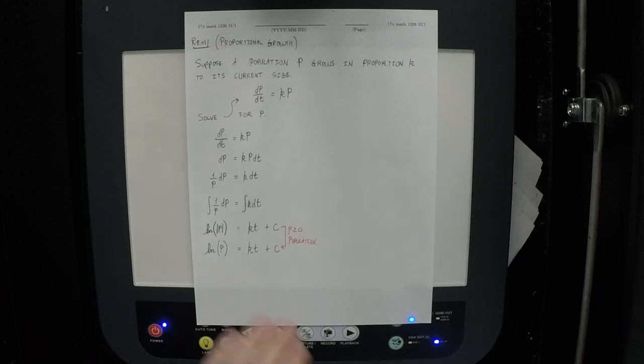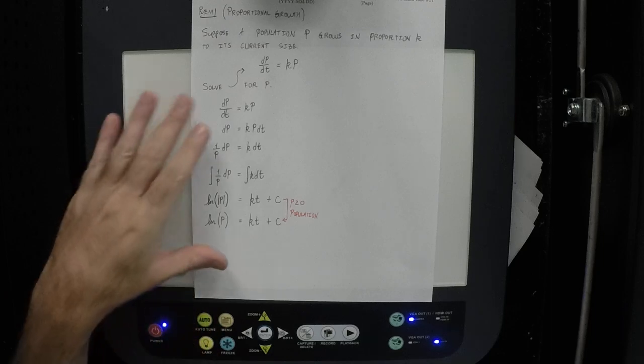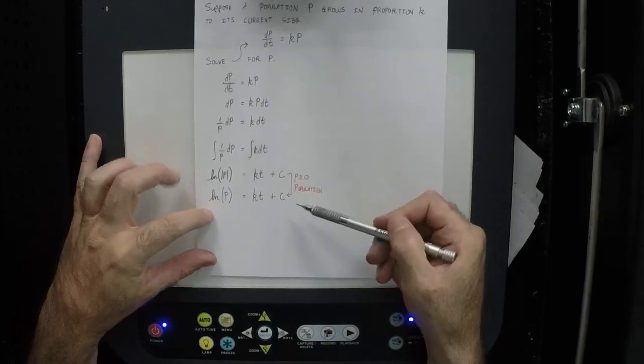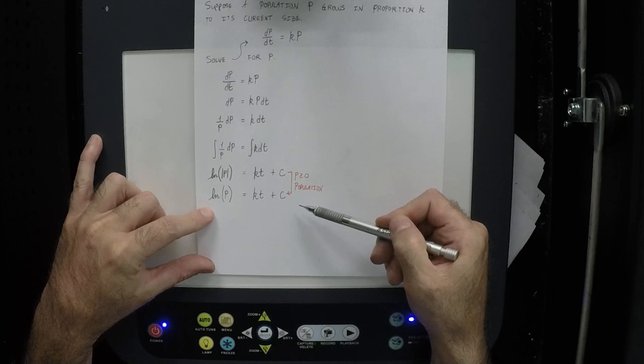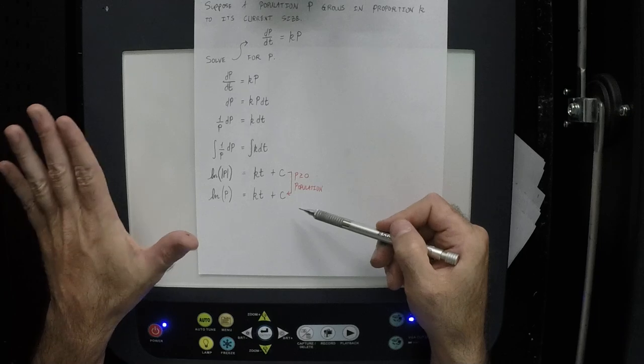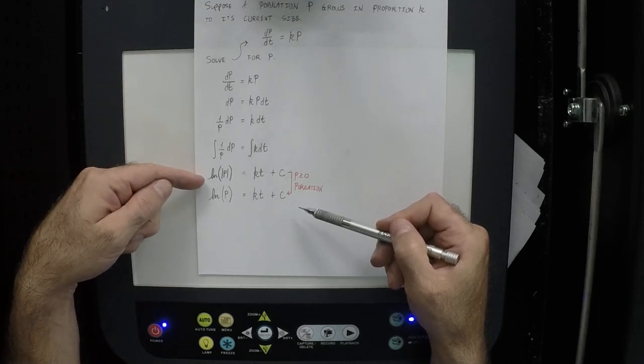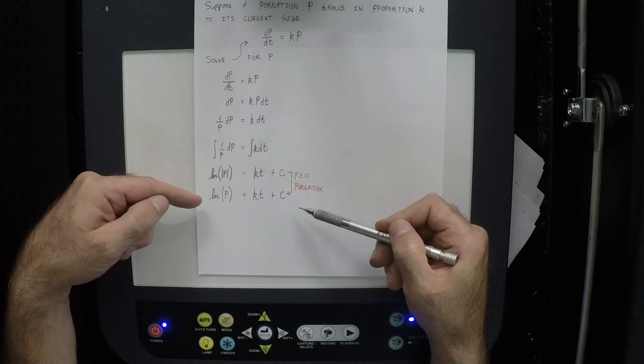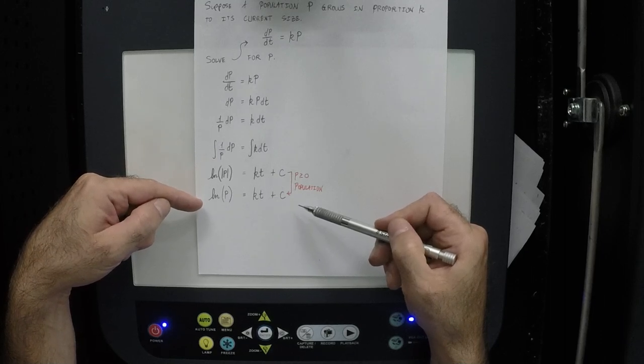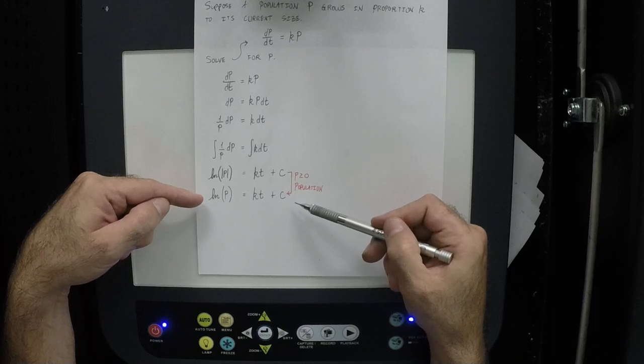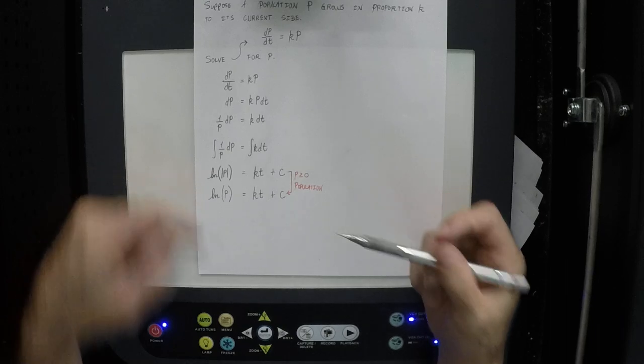Okay, now we want to solve for P, right? That was the request. So how do we solve for P from here? How do you get P by itself? We've done all the calculus, right? When we got to this line, all the calculus was over. This is now an algebraic matter.